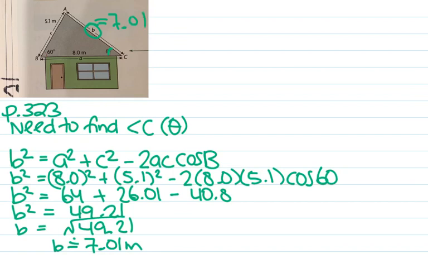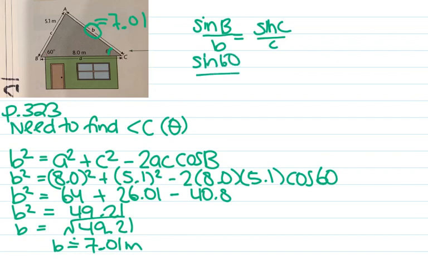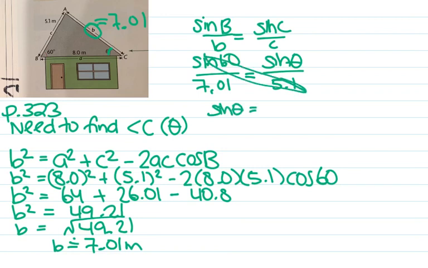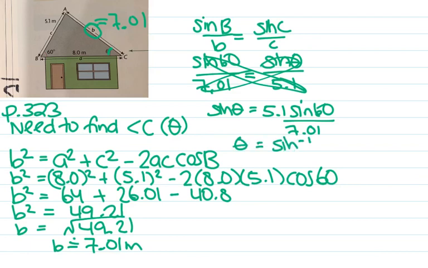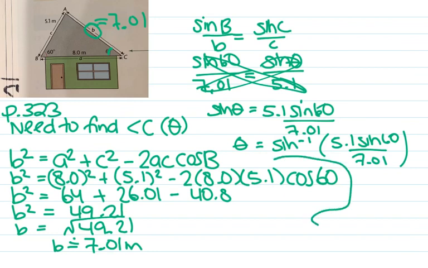Now I can find angle C because I have enough information for that. So I can do sine B over b equals sine C over c. So angle B is 60 degrees, so sine 60 over 7.01 equals sine C, which is theta, over side c, which is 5.1. So sine theta equals, we'll cross multiply and divide. So 5.1 sine 60 divided by 7.01. And then we'll do the inverse of sine. And that equals approximately 39 degrees.